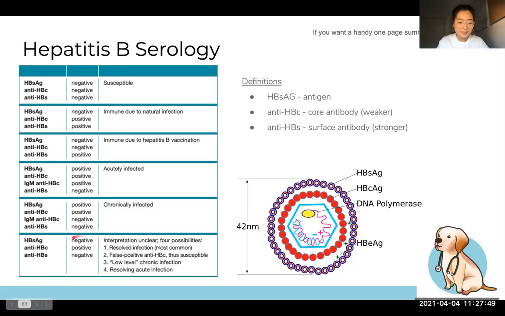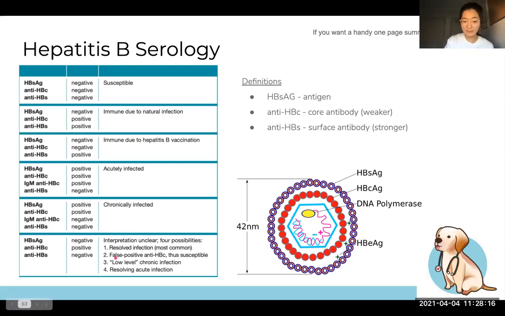Last one, this is a bit strange. The surface antigen is negative, so they're not currently infected. They're not completely immune either because the surface antibody is negative, but they have got the core antibody. So the interpretation is a bit unclear. A couple of possibilities. It can either be a resolved infection, but they haven't actually become immune to it because that surface antibody hasn't been produced yet.